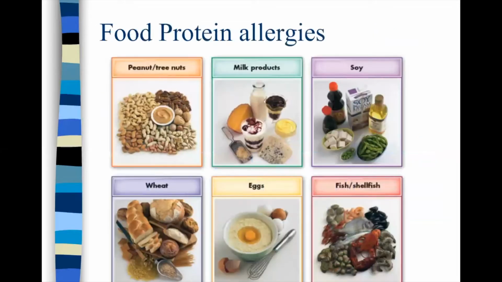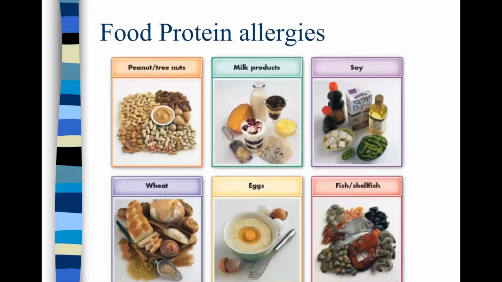Protein allergies. Allergies occur when our immune system reacts to what it thinks is a foreign invader. In the case of food allergies, some of the proteins in foods can be recognized as these foreign invaders, and then our body will form antibodies to them. Our body will elicit an immune response, which could include inflammation. It could even include anaphylaxis in the worst case.